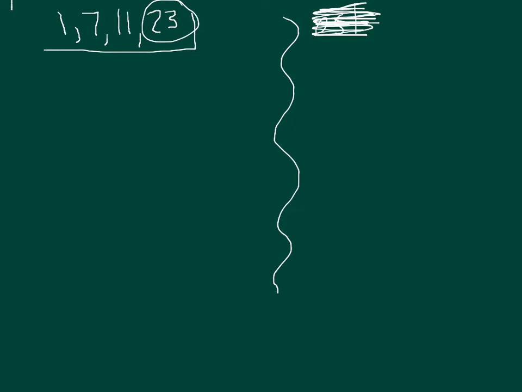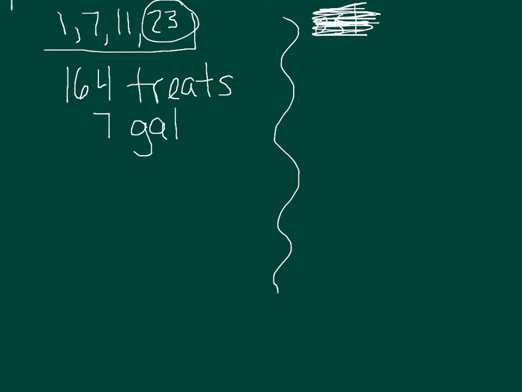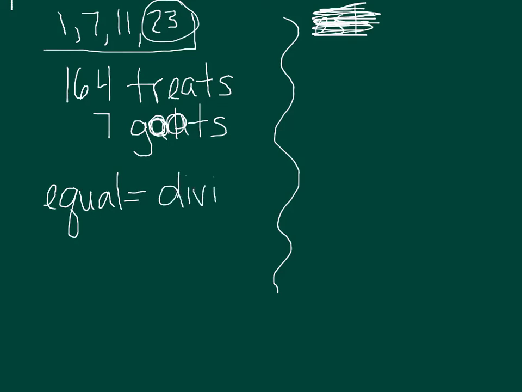Alicia has 164 treats to give to 7 goats at the petting zoo. Each goat gets an equal share. Remember that when you're sharing them equally, equal always means a division problem. When you see the word equal, or splitting it equally, splitting equally is always going to mean you have a division problem.